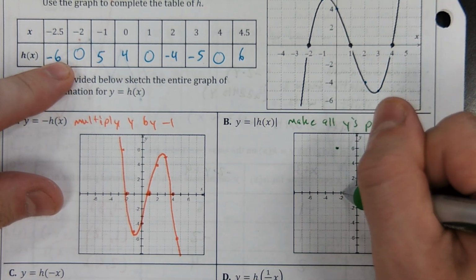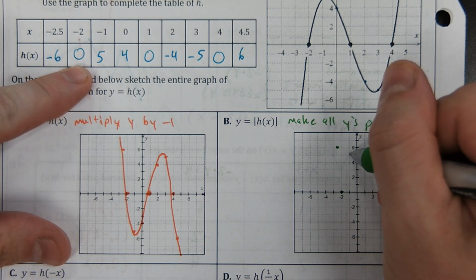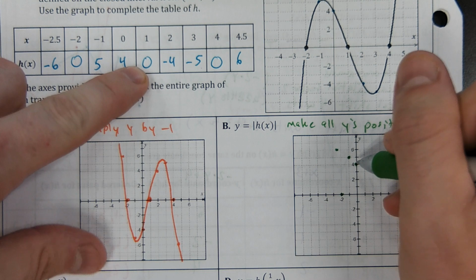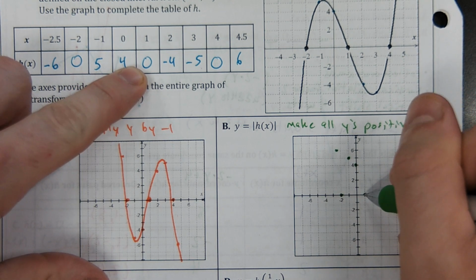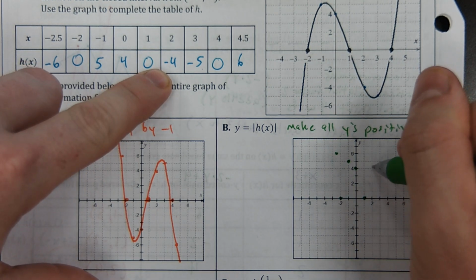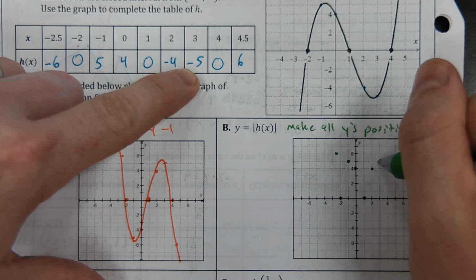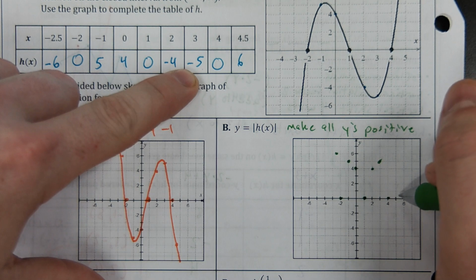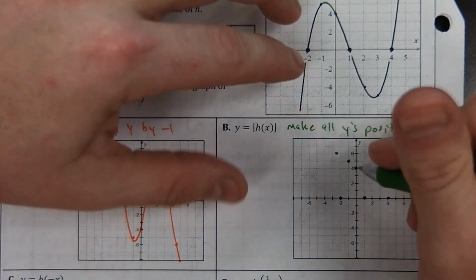-2 comma 0. -1 comma 5. 0, 4. If I put my finger on it, I won't forget to actually do it. 1, 0. 2, make that 4 positive. 2, 4. 3, 5. 4, 0. 4.5, 6. So it's going to look like a bouncing ball. It's going to do this.